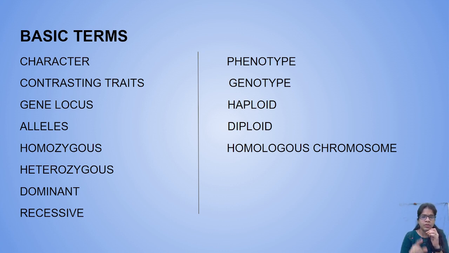So that's why gene locus, I told you, is the place where genes are present on the chromosome. Alleles are the alternative forms of a gene. And homozygous and heterozygous, here don't get confused. So for that I may need to draw the diagram.